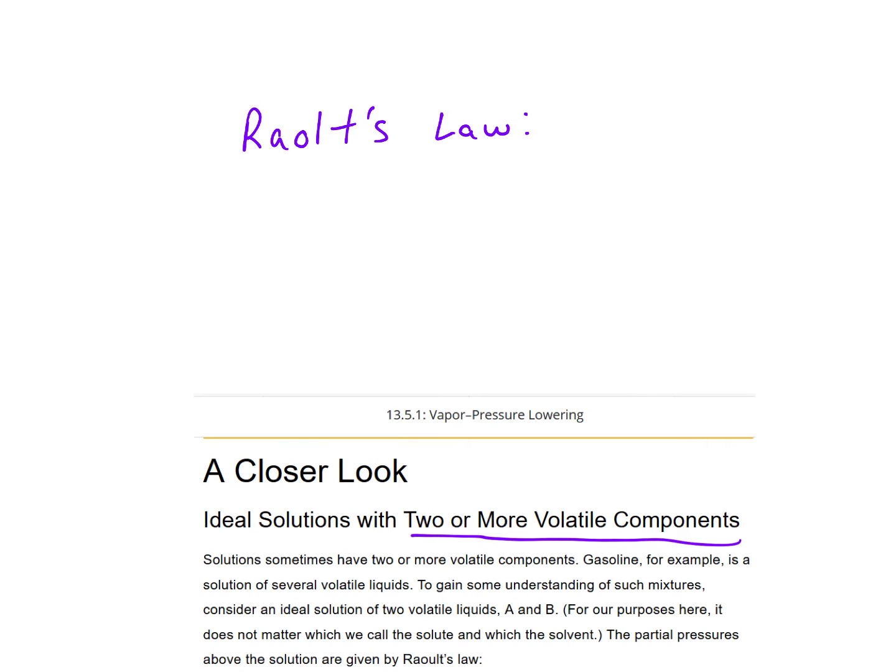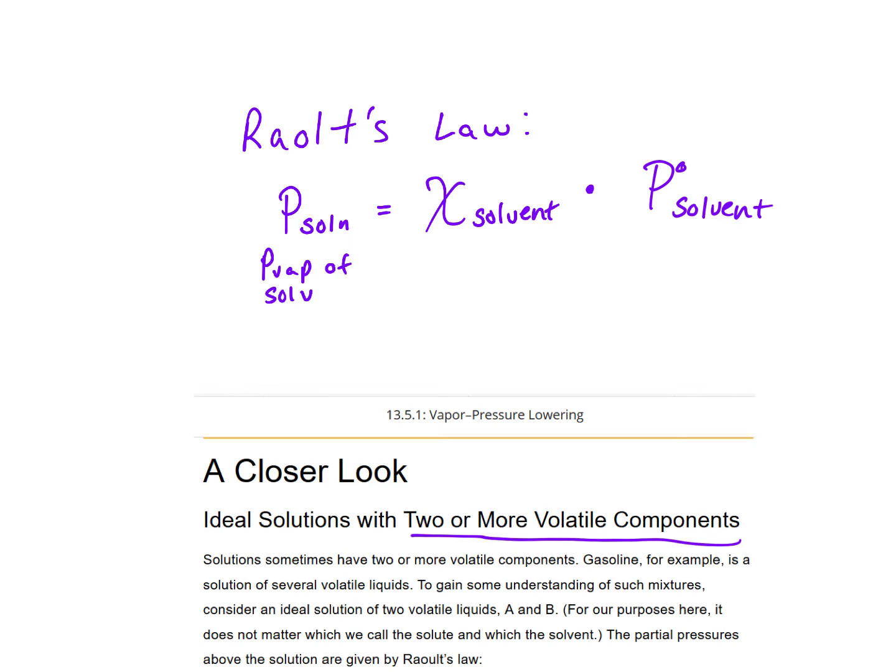Okay, Raoult's law says that the vapor pressure of a solution is equal to the mole fraction of solvent, that's a unique unit right here, times the vapor pressure of pure solvent. So I'll write these terms out. I'm still going to do P_vap for vapor pressure. So vapor pressure of the solution is the vapor pressure of the solute plus the solvent mixed together.